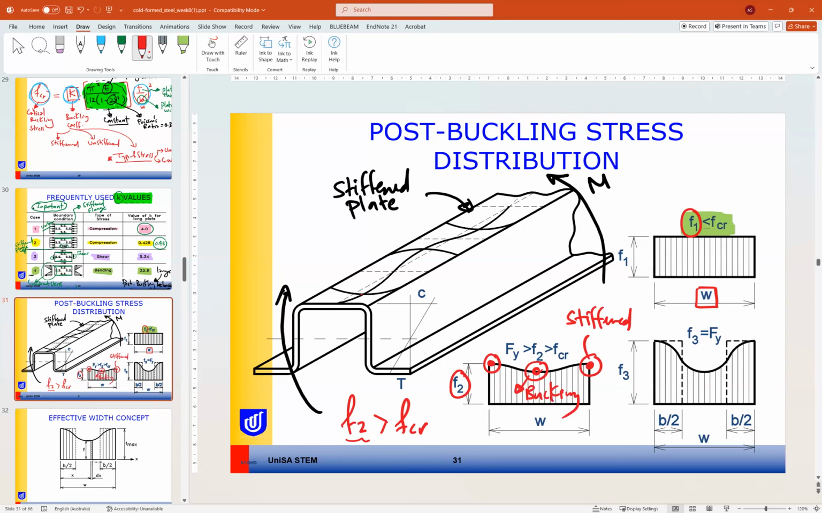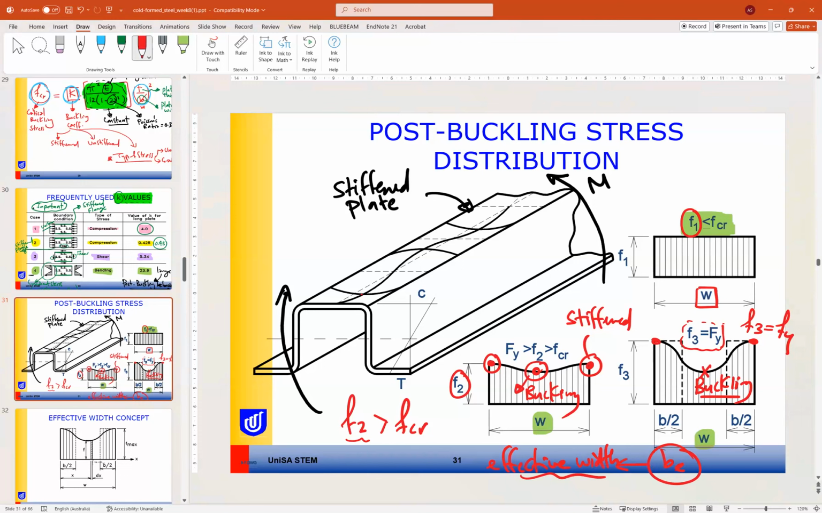This will keep changing until the plate reaches yielding. At yielding, the stiffened edge will have higher stress F3 equal to F yield, and the midpoint will have less stress due to buckling. That's why we can't use B or W of the member. What we should use is B effective, or the effective width. This is just a reminder of why we need the effective width.